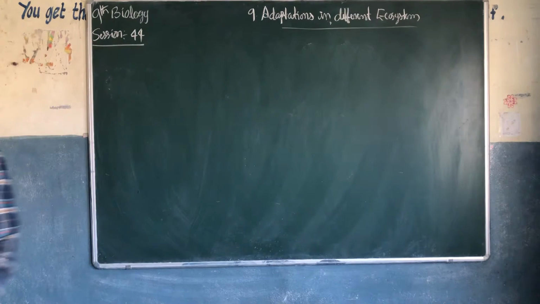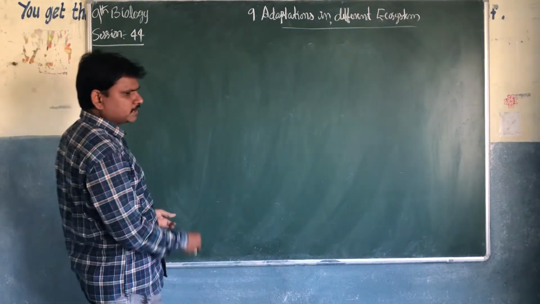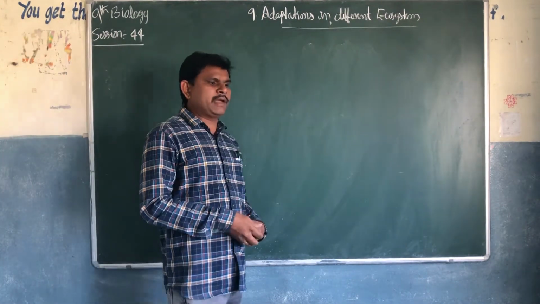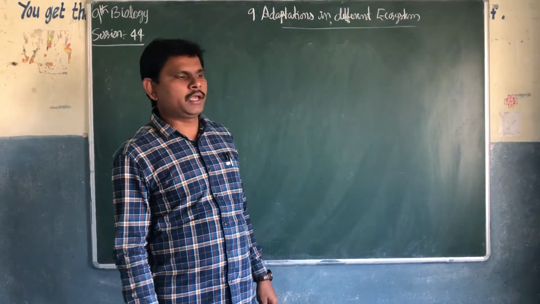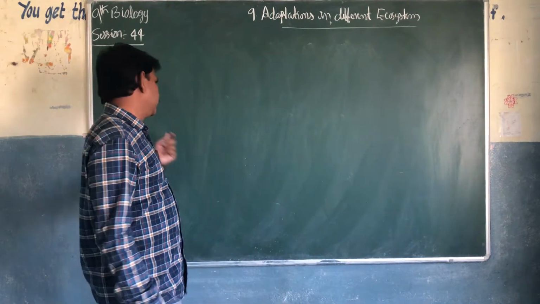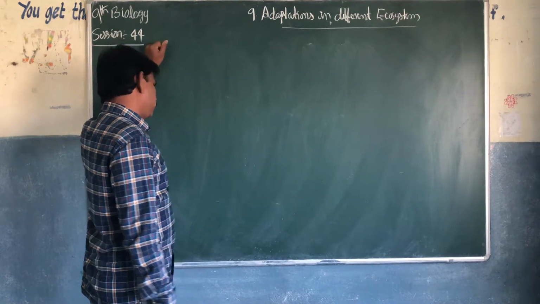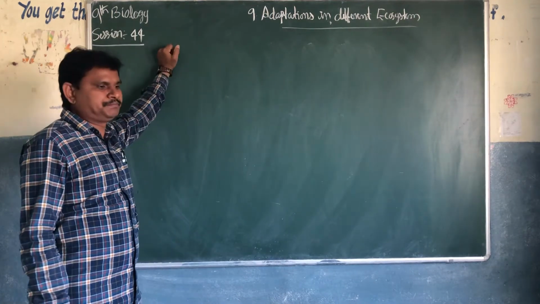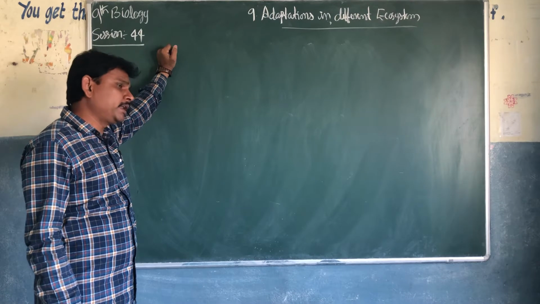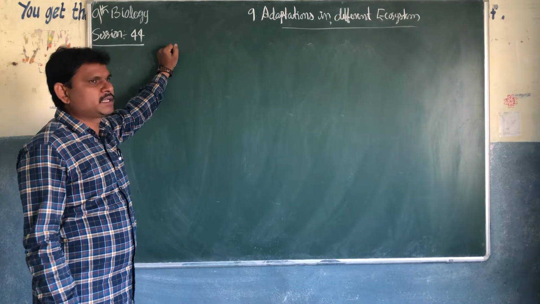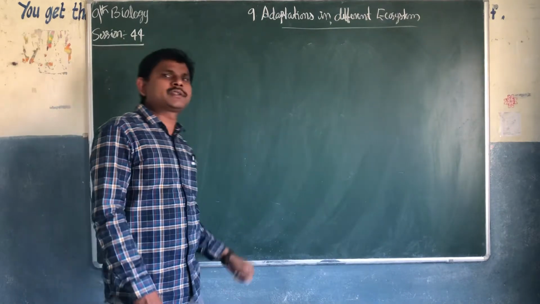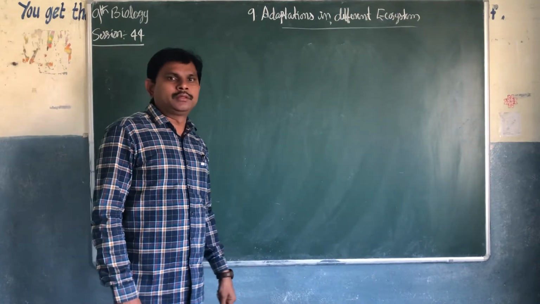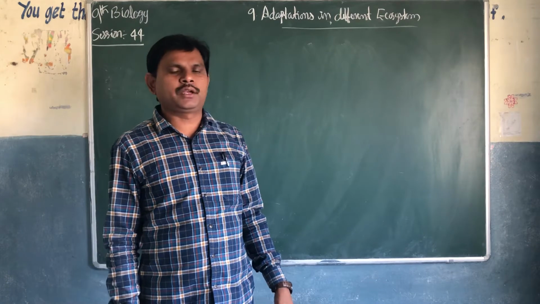Next one, the very important topic, that is adaptation in aquatic ecosystem. In an aquatic ecosystem, you can see the marine ecosystem and the secret of swimming. Aquatic animals are different. Their body structure is different.